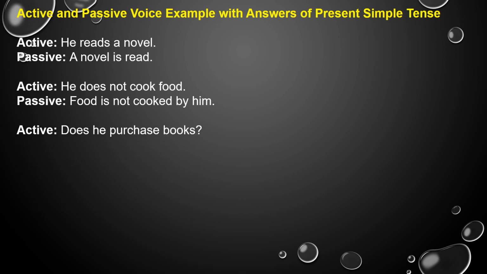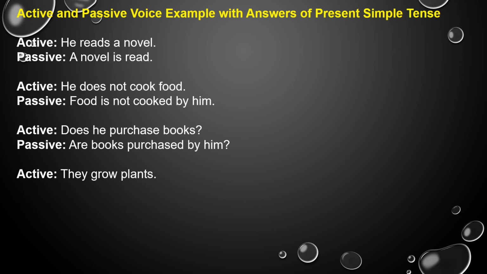Next, question: Does he purchase books? Passive voice: Are books purchased by him? Does is always converted to is, am, are. Are books purchased by him?